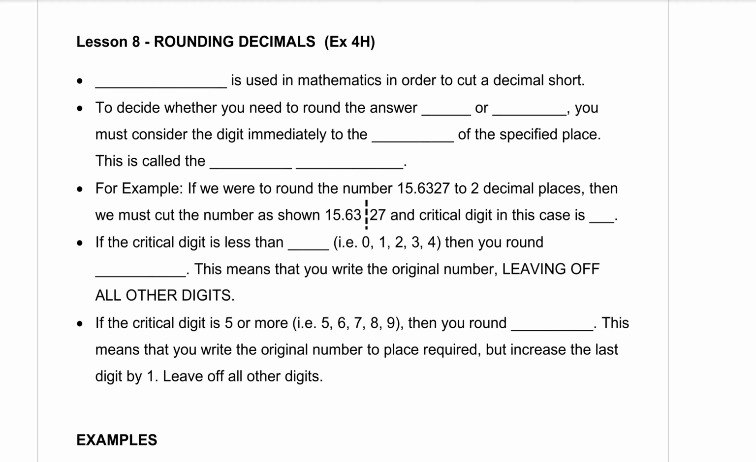Rounding is the first word. Rounding is used in mathematics in order to cut a decimal short. We don't always want to write all the decimal places down, so we need to be able to round them. To decide whether you need to round an answer up or down, you must consider the digit immediately to the right of the specified place. This is called the critical digit.